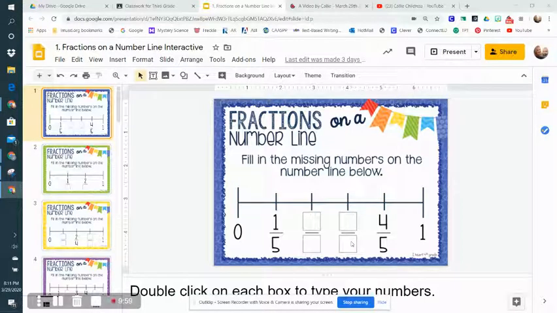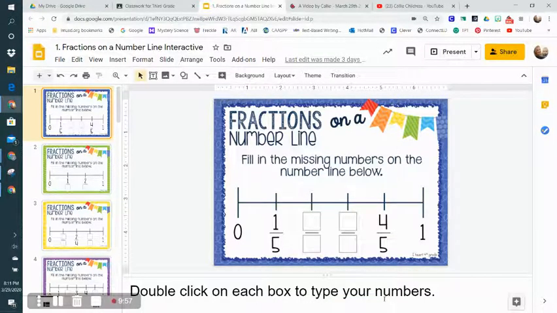Hey, third graders. This week for math, we are going to be learning how to identify fractions on a number line. Last week, we were looking at fractions as part of a whole. So we were looking at shapes like circles and squares and dividing them into equal pieces, and calling those fractions. But you can also look at fractions on a number line.